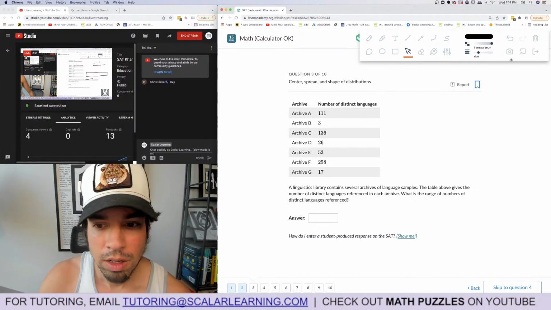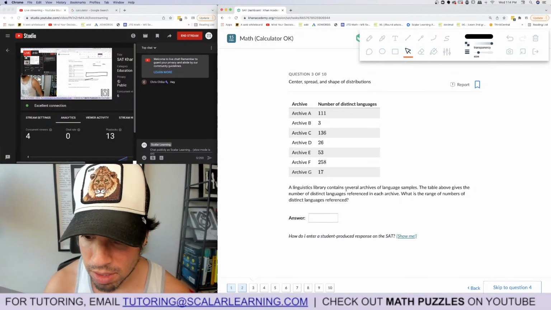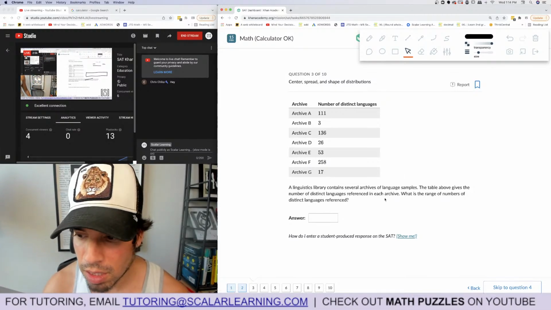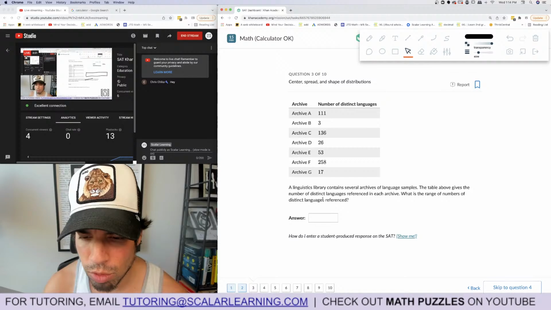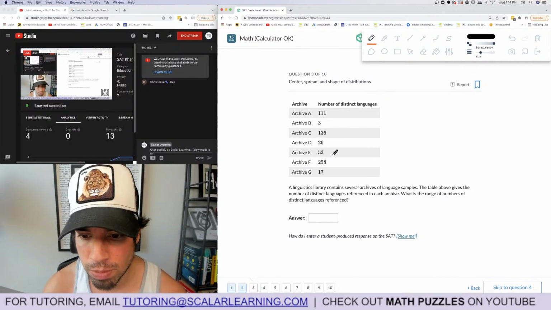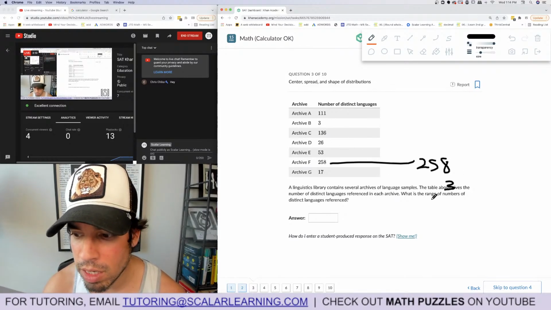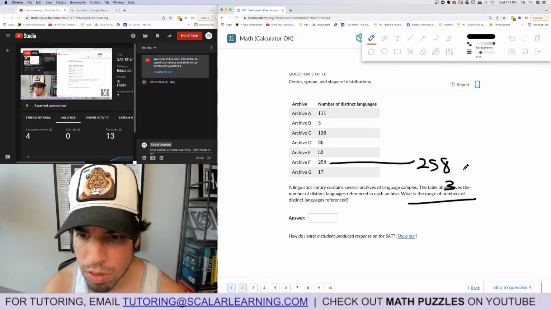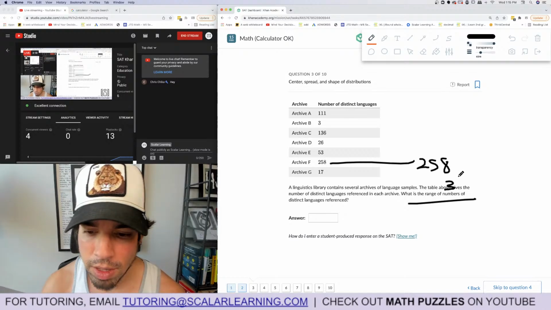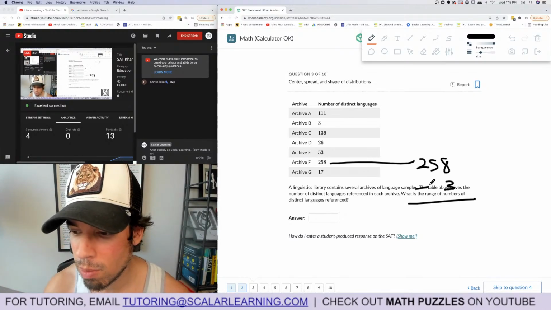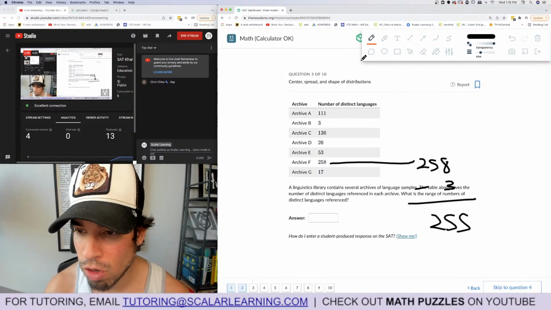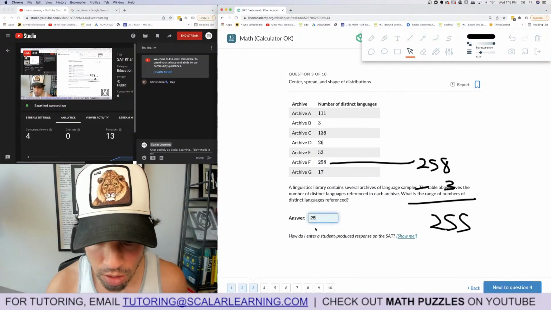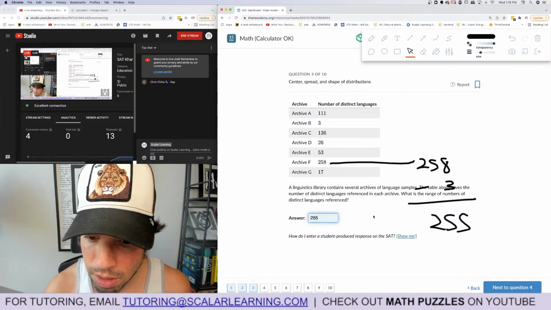Sorry about that. A linguistics library contains several archives of language samples. The table above gives the number of distinct languages referenced in each archive. What is the range of numbers of distinct languages referenced? Okay, range is largest minus smallest. So 258 is the largest. Smallest is 3. So, yeah, I'm hoping it's not overlooking something. It just feels too straightforward, but it should be 255 because that's the range. 255, and I think that's it.